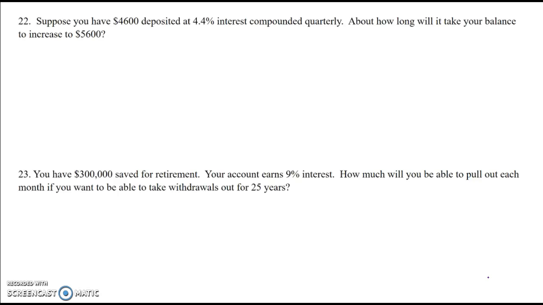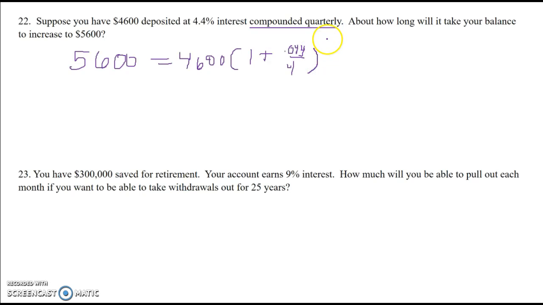All right, let's look at 22. It says, suppose you have $4,600 deposited at 4.4% interest compounded quarterly. About how long will it take your balance to increase to $5,600? So this is compound interest. So I want to end up with 5,600. But I'm going to start out with 4,600. I'm going to multiply that by 1 plus 0.044 divided by 4, because that's compounded quarterly, and all raised to the 4n. Because I'm looking for how long, I'm looking for the time.